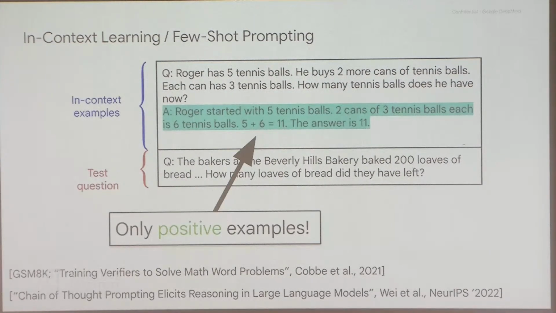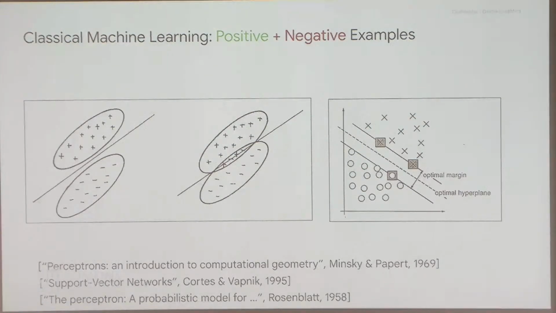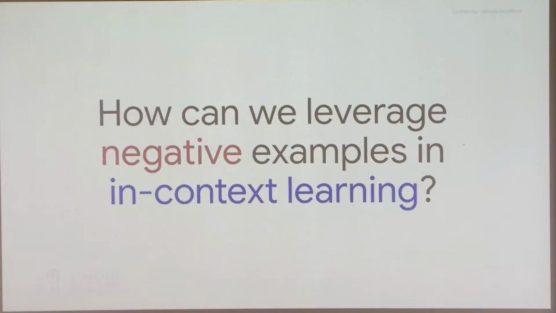Notice that even though this few-shot prompting with chain of thought is so popular, it uses only positive examples. We only provide the model with questions and the correct way of solving them. And machine learning has always been about positive and negative examples, since the perceptrons and since the 1950s, and models like perceptrons and support vector machines. Machine learning was always about positive and negative examples and learning the contrast, or the difference, between them. So our question was, how can we leverage negative examples in context learning, which currently uses only positive examples?